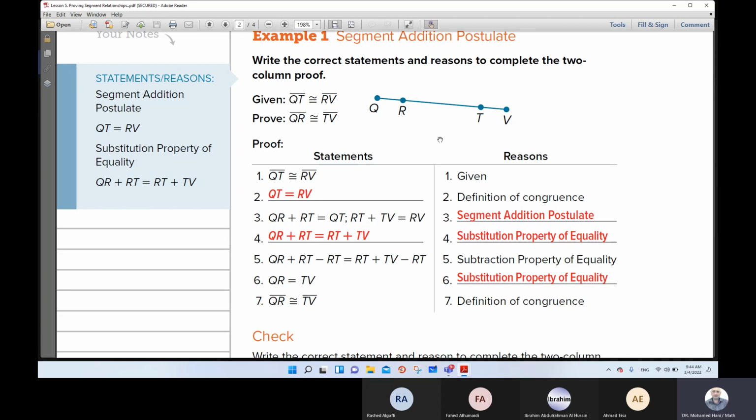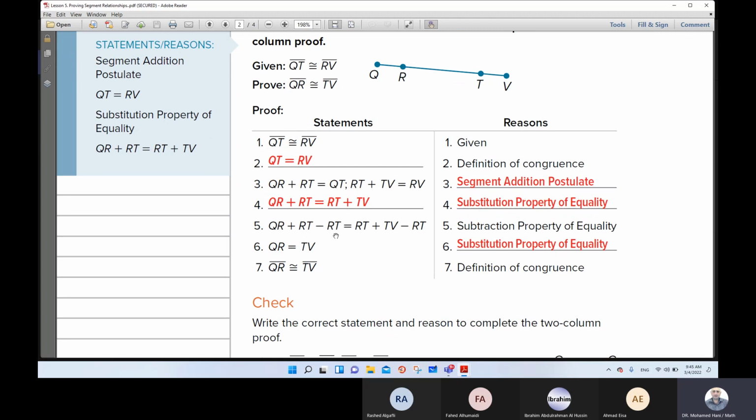Then QT equals RV. This is the definition of congruence. Then we can write QR plus RT equals QT and RT plus TV equals RV. This is the segment addition postulate. So we can write QR plus RT equals RT plus TV. Why? Substitution property of equality, because QT equals RV.